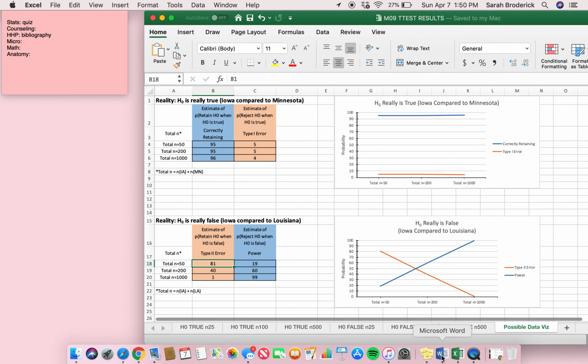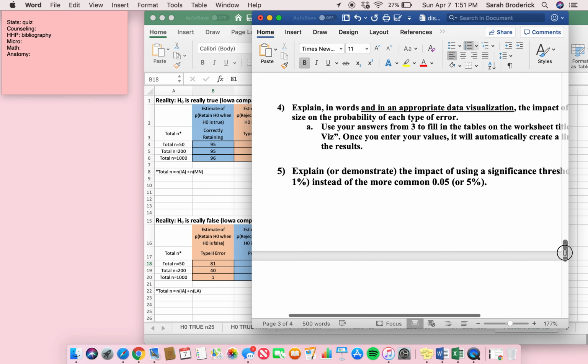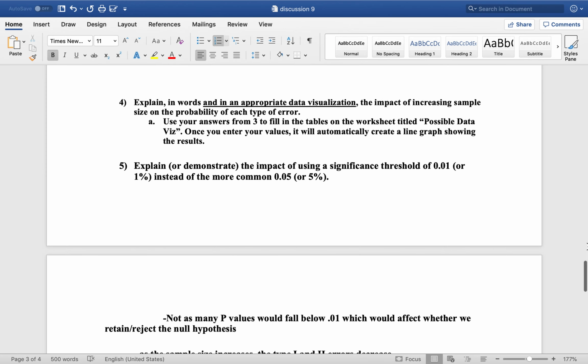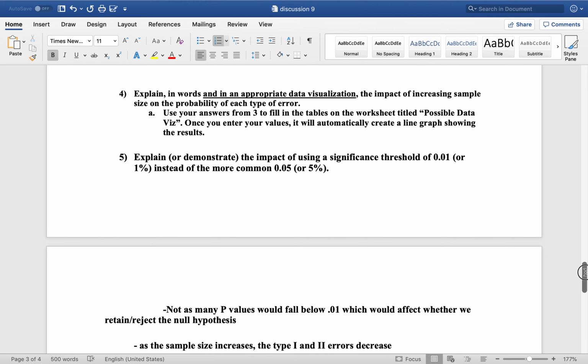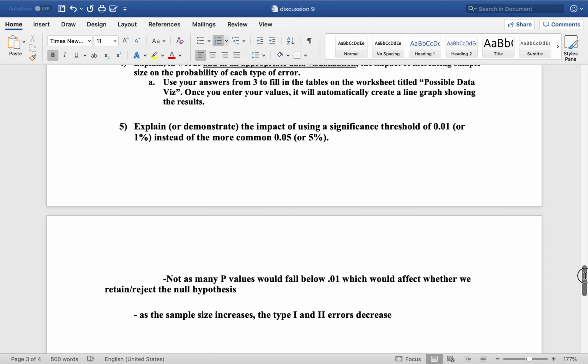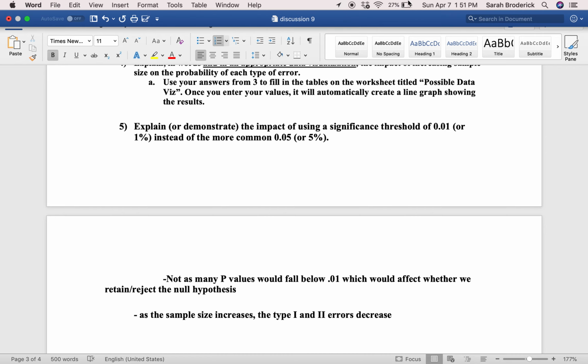And then to answer the last question, going over the explanation of the impact of using a significance threshold of 0.01 instead of 5%, I said that not as many p-values would fall below 0.01, which would affect whether we reject or retain the null hypothesis. So that's my video. Thanks.